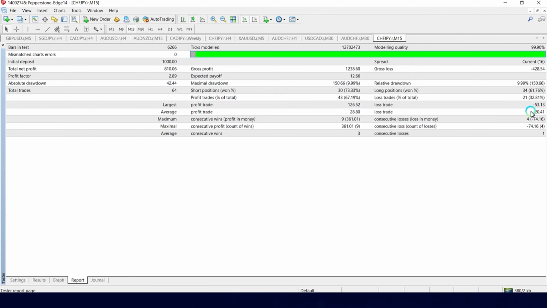The consecutive wins are 3 and the consecutive losses are 2, so that number is pretty good as well. And so the maximal consecutive wins are 9 and the maximal consecutive losses are just 4, and that is an important number as well. Now, of course, you can pause and just calculate the statistics, and you can do any kind of mathematical calculations with it if you want.